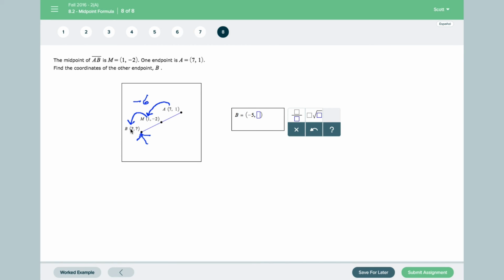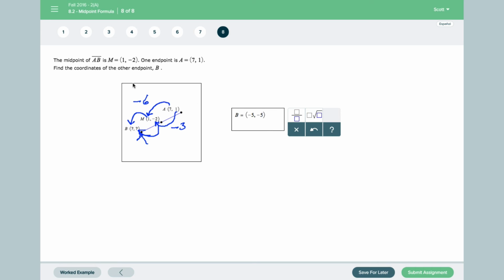And we can check it. What's negative 5 plus 7? That's 2. 2 divided by 2 is 1. So that gives me my midpoint. Now from 1 to negative 2, we subtract 3. Well, from negative 2 to this number, we need to subtract 3 as well. And so that would give us, again, negative 5.